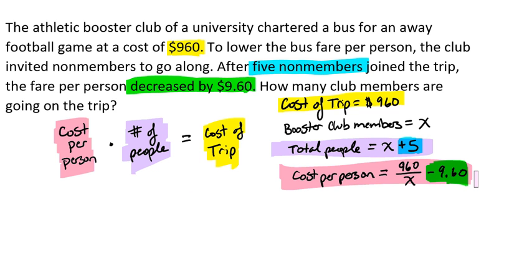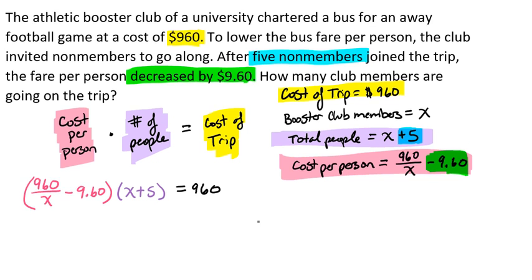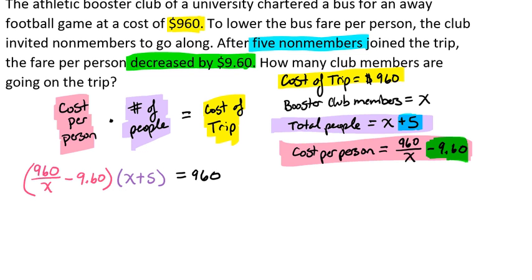So let's go ahead and plug in the things that we know. We have a cost per person of 960 divided by x minus $9.60, and we're going to be multiplying that with the number of people, which is x plus 5, and that's going to equal the cost of our trip, which is $960. There's a couple different ways that we might do this problem. We're going to start off by distributing or FOILing.